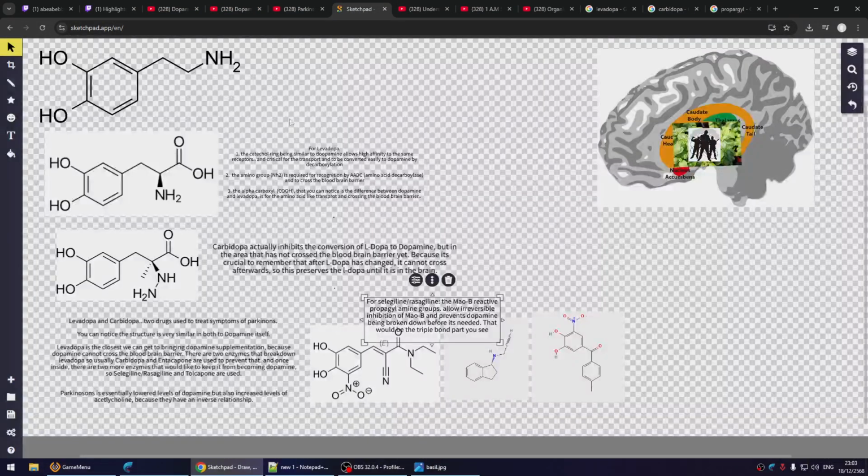Illustration of what Parkinson's is and how you can take care of it. So right here I have the basal ganglia, to help you remember it.